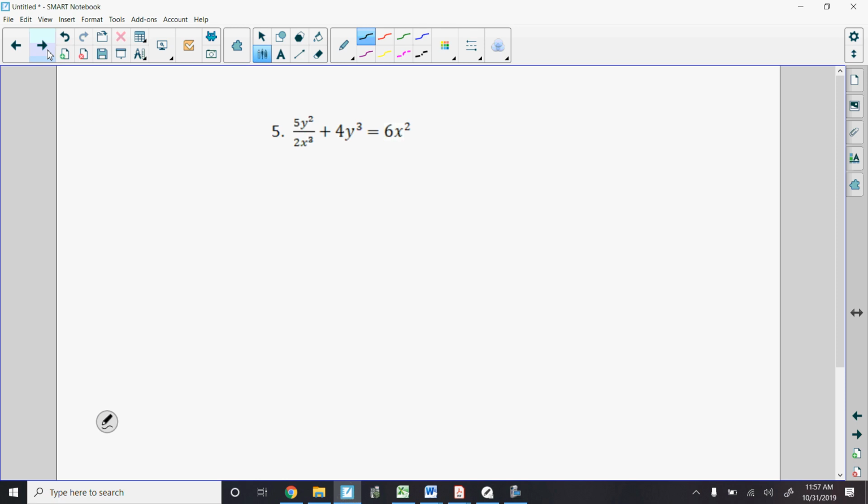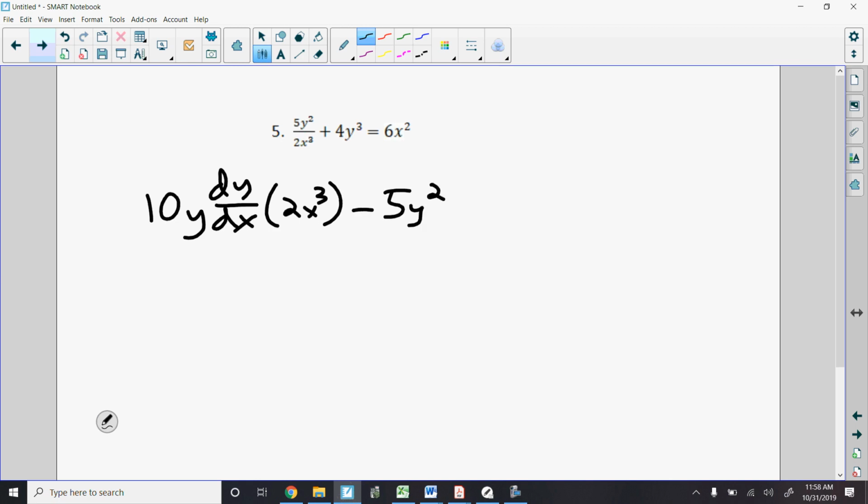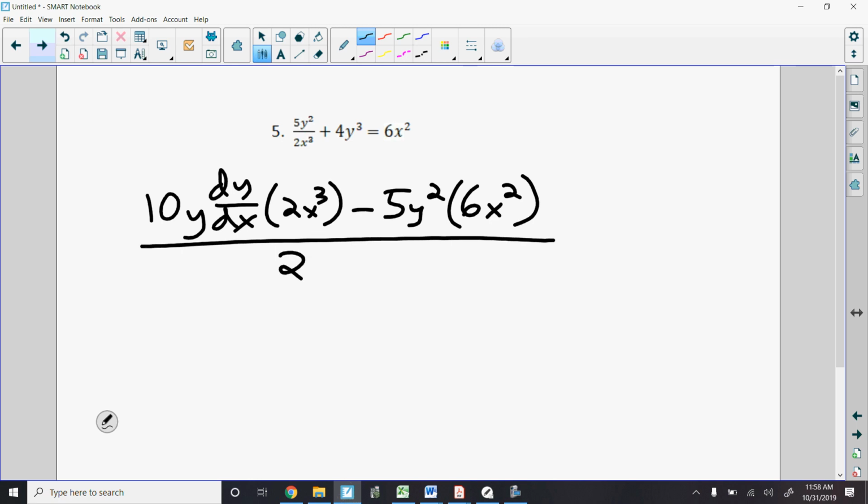Simplify. Okay, so I'm going to start with the quotient rule here. So I need to start with the derivative at the top, which is 10y, and note that I need my dy dx, because I did the derivative of y. So that's the derivative of the top, and I need to multiply that by the bottom, so times 2x cubed, minus the top, 5y squared, times the derivative of the bottom, which is 6x squared, all divided by that bottom function squared.